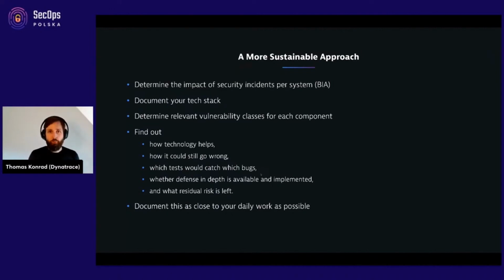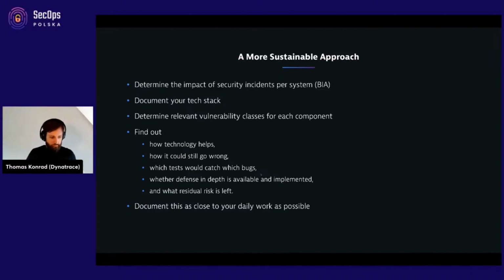Document your tech stack. So you need to know what we're dealing with. Determine the relevant vulnerability classes for each component. So you could take the OWASP top 10 as a starting point and say, this is relevant, this is relevant, this is relevant, and then find out for each one of those bug classes, how does technology help? What could still go wrong? Which tests would cover those bugs? Is there defense in depth? And is there a risk left?